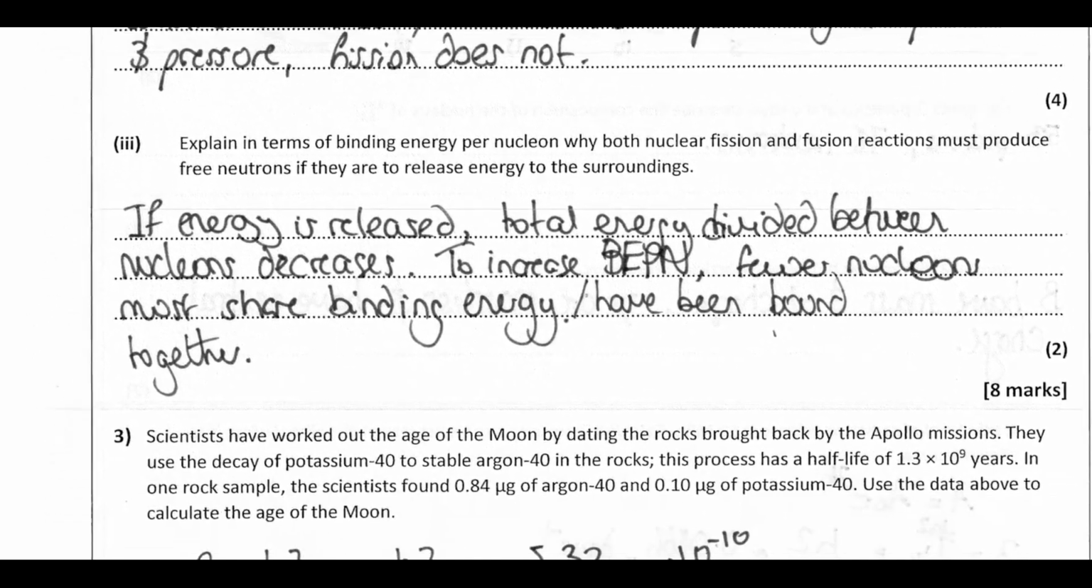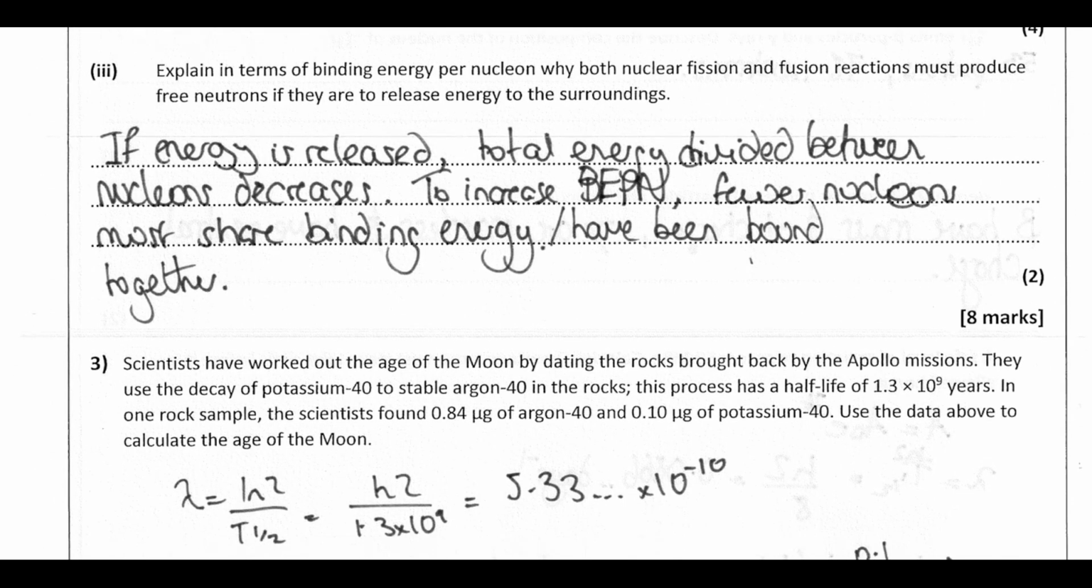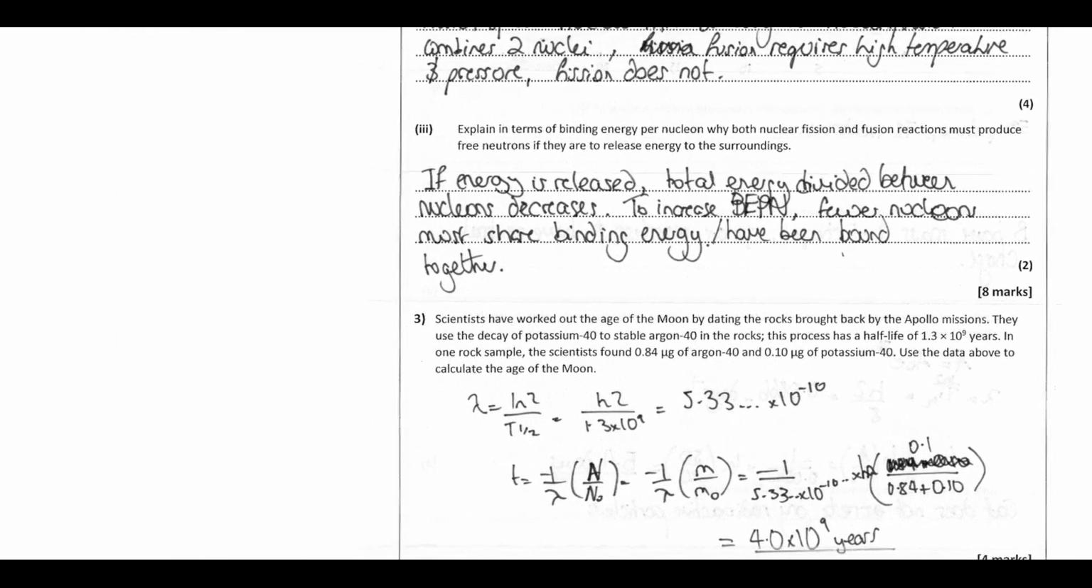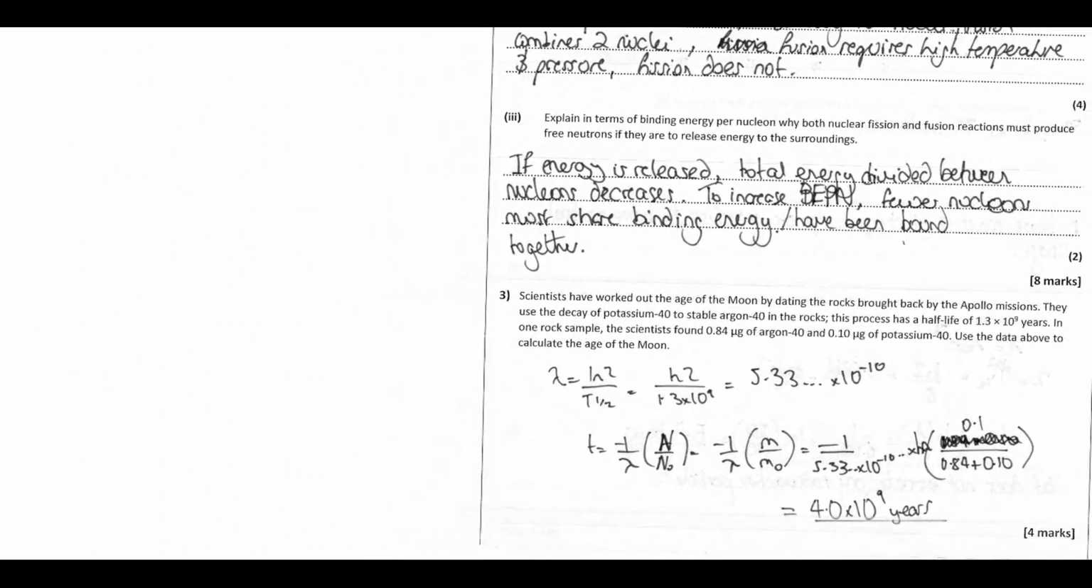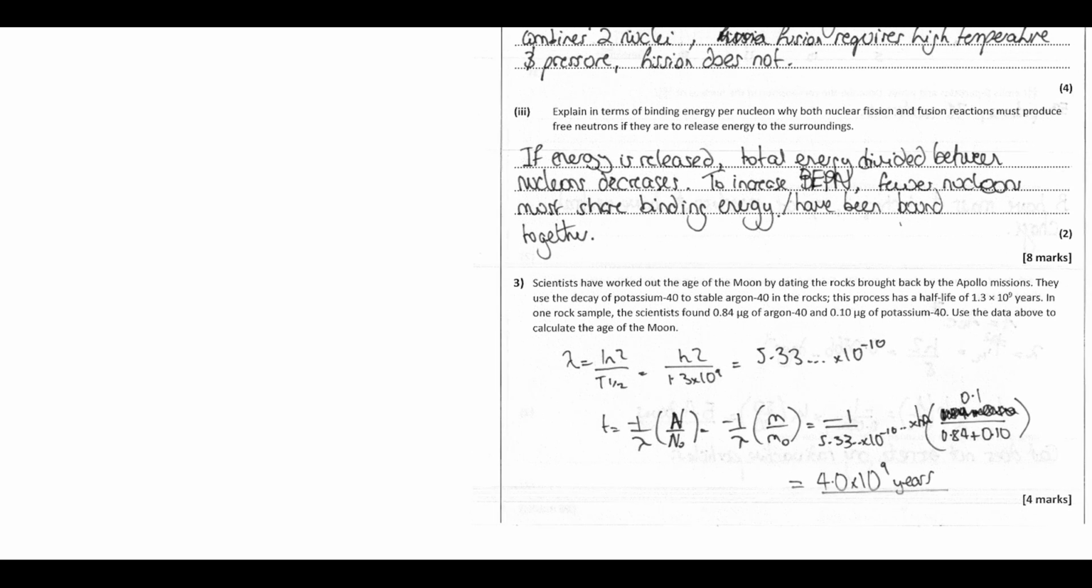Okay, so explain in terms of binding energy per nucleon why both nuclear fission and fusion reactions must produce free neutrons if they are to release energy to the surroundings. Okay, so I guess what I'm going to start off with here is actually thinking about what's going on in a nuclear reaction, because this gets people messed up, and sometimes I find myself getting a bit muddled with it as well. So let's talk through what's going on.